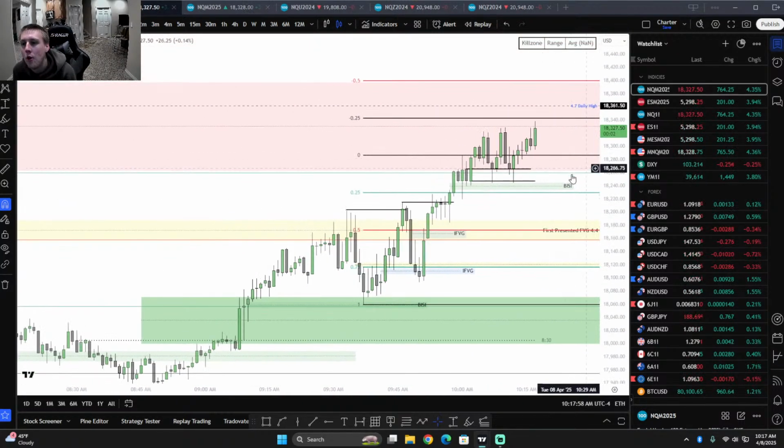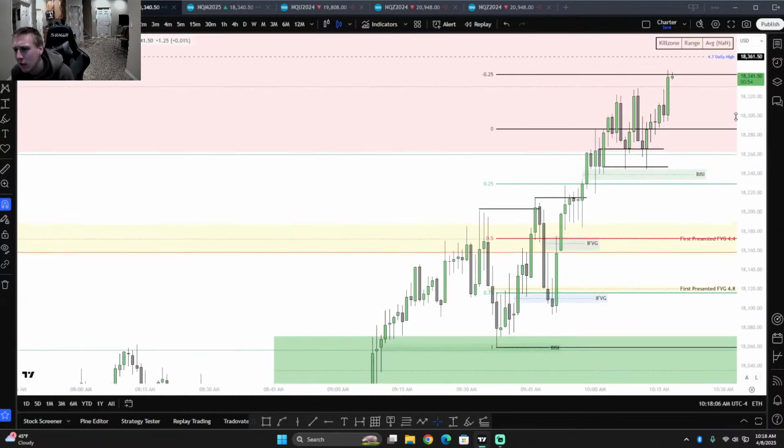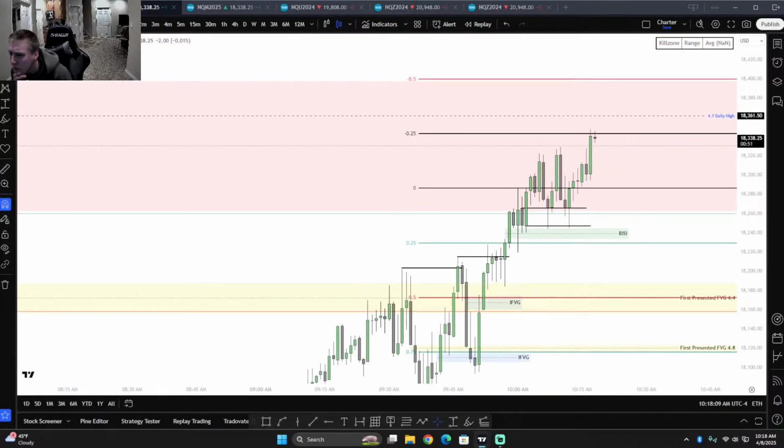Previous day high, right within striking distance. Immediate rebalance here at that 15-minute SIBI, also hit negative 0.25 standard deviation. ES has also hit negative 0.25 standard deviation on the opening range. ES and NQ are pretty in sync here.